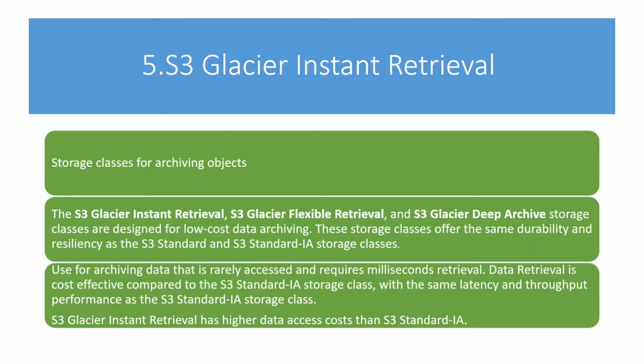Now let's see S3 Glacier Instant Retrieval. This storage class is for archiving objects. There is a difference between backup and archive: an archive is something you are not changing and is kept for years, like 5 or 7 years. It is not required very frequently, and the main property of the S3 Glacier class is that it offers the lowest cost among the previous four.